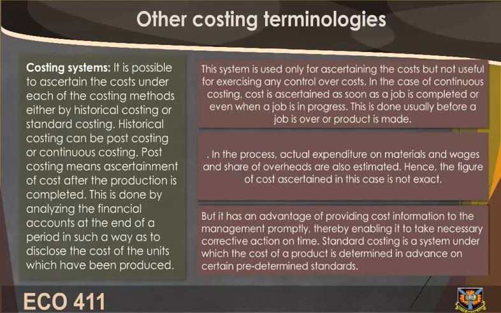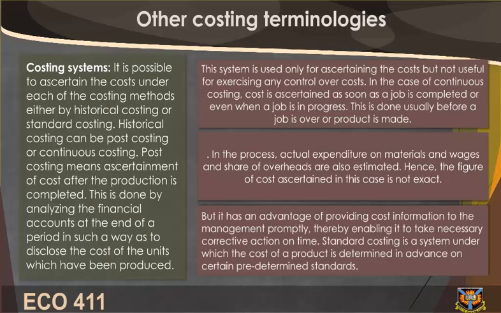Costing systems. It is possible to ascertain the costs under each of the costing methods either by historical costing or standard costing. Historical costing can be post-costing or continuous costing. Post-costing means ascertainment of cost after the production is completed. This is done by analyzing the financial accounts at the end of a period in such a way as to disclose the cost of the units which have been produced. This system is used only for ascertaining the cost, but is not useful for exercising any control over costs.